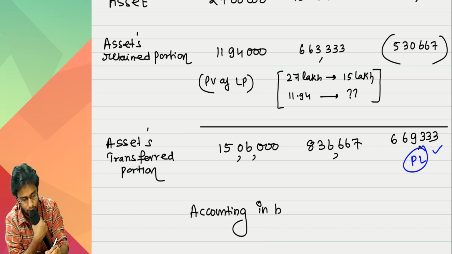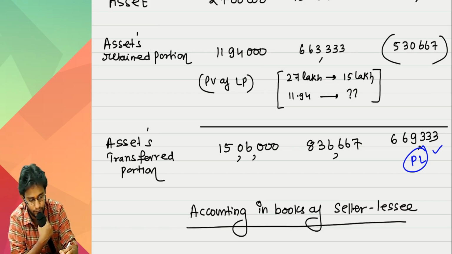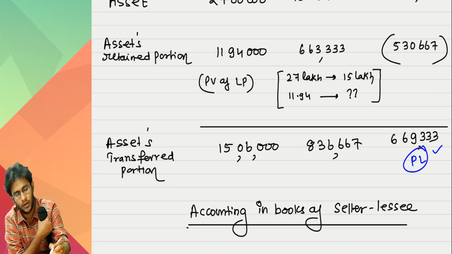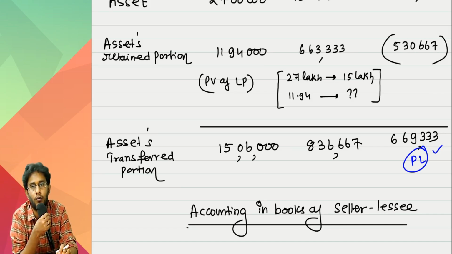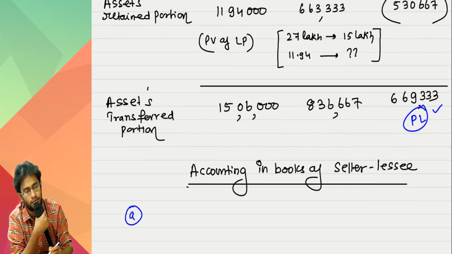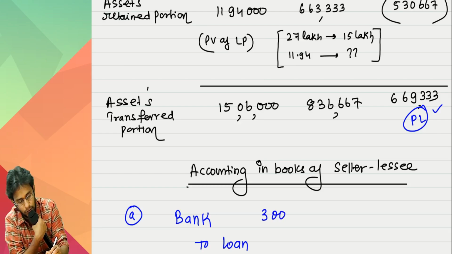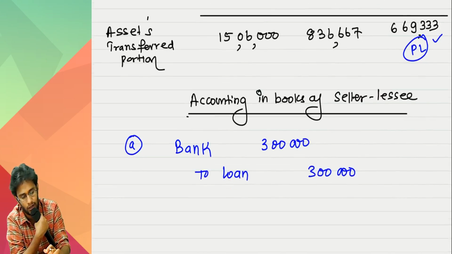Accounting in the books of seller-lessee. You received 30 lakhs, don't account like that. Account separately, life is easy. First, the loan is easy: bank account debit to loan. How much amount? 3 lakhs. This is out, you can handle it separately.